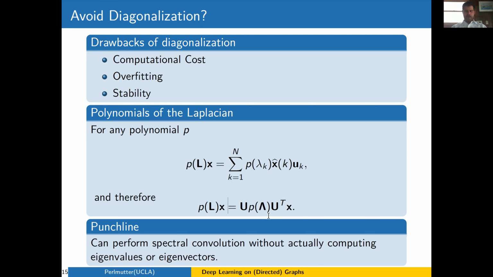So there's a number of ways to overcome this, but the main idea is to use polynomials of the Laplacian. By a polynomial of the Laplacian, I mean if you take the polynomial x squared and you apply this to the Laplacian, that's the operator you get when you compose the Laplacian with itself. And what can be verified is that this corresponds to choosing y hat of k to be equal to the polynomial p applied to the eigenvalue lambda k. And therefore, in matrix form, you can write that P of L is equal to U times P of lambda times U transpose, applied to x.